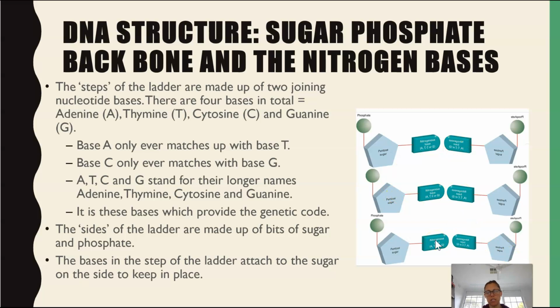Now, this model obviously has some limitations in that it looks like these are all the same, whereas in actual fact they are different. We can see that just over here. Base A, or adenine, only ever matches up with base T, or thymine. And base C only ever matches up with base G, so cytosine matching up with guanine. One way I remember it is that adenine and thymine are made up of straight lines, whereas cytosine and guanine, to make the letters C and G, are curved. So that helps you always remember which one pairs with which.